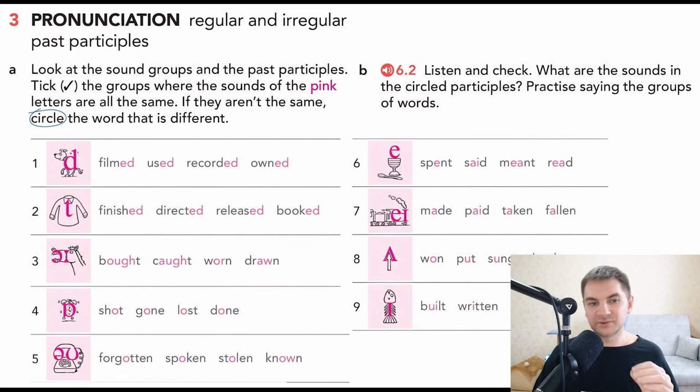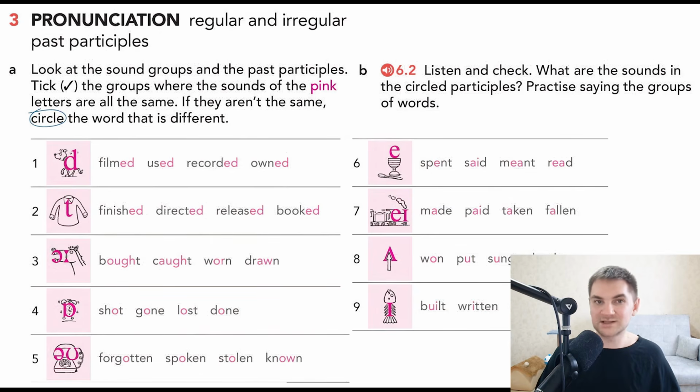Okay, this is a pronunciation activity with 3 parts, A, B, C. The focus is on past participles, the verb forms you need to make the passive voice. Part A, sound groups. Look at each group of past participles. The pink letters show the vowel sound in each word. And tick the groups where all the pink letters have the same sound. Or circle the one word in the group that has a different sound.